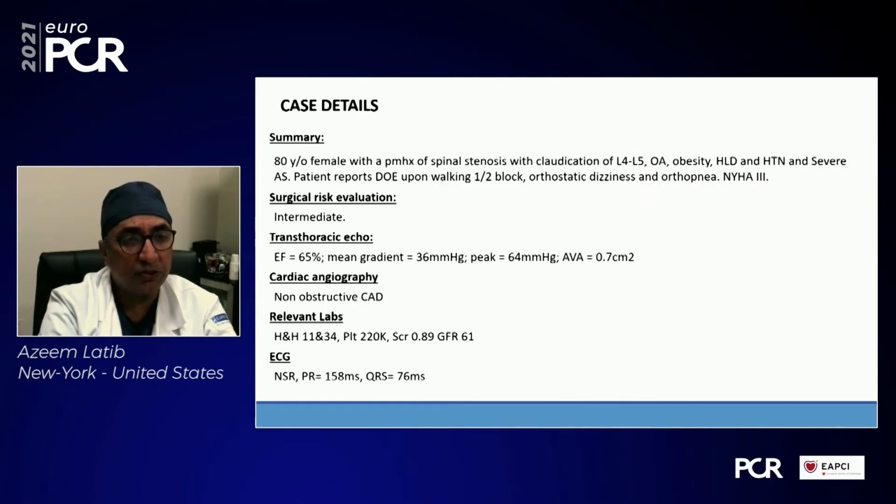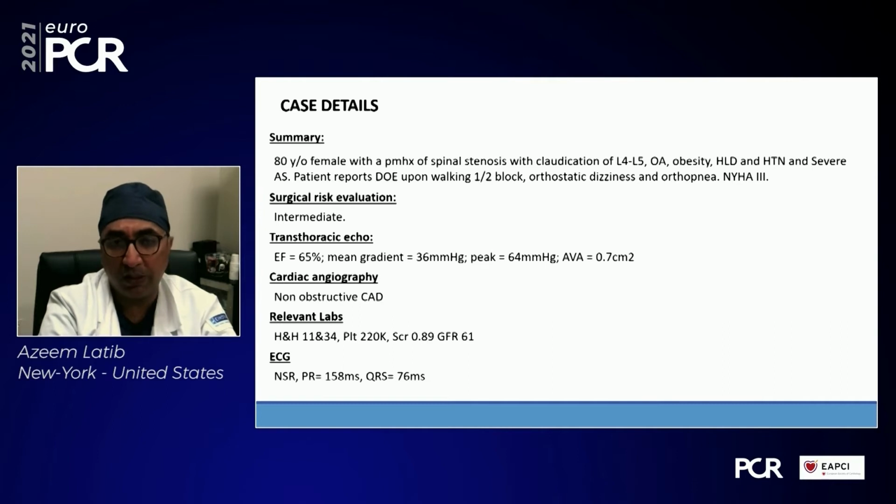This is our patient. She's an 88-year-old female with a previous medical history of spinal stenosis, some obesity, osteoarthritis, hyperlipidemia, and hypertension, who presents now with severe aortic stenosis. Her main symptoms are dyspnea on exertion, as well as orthostatic dizziness and orthopnea.